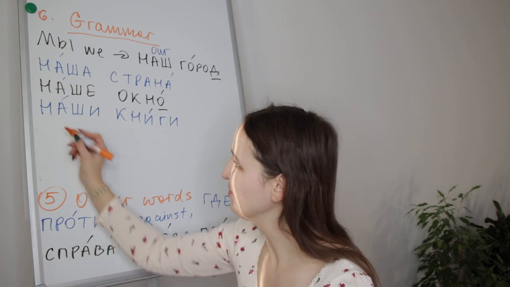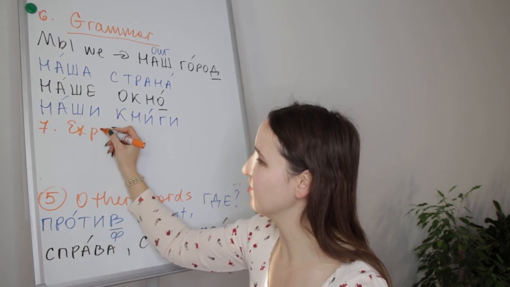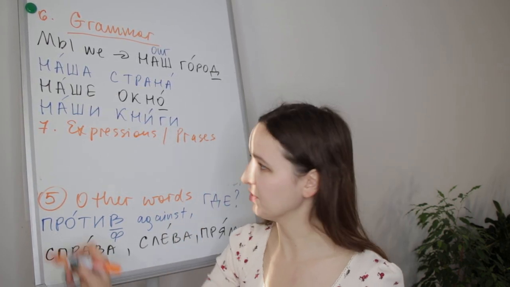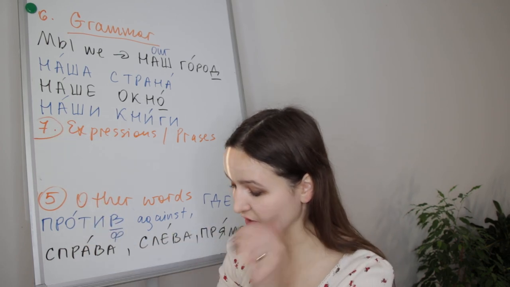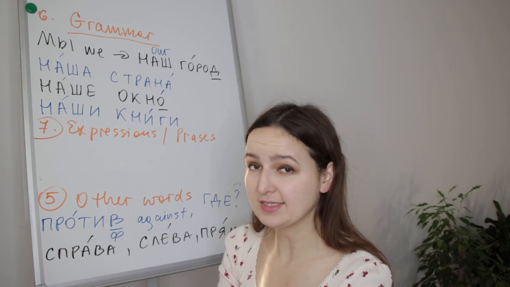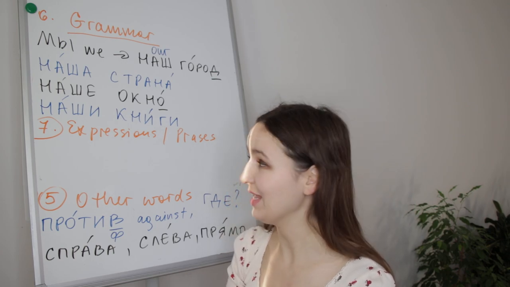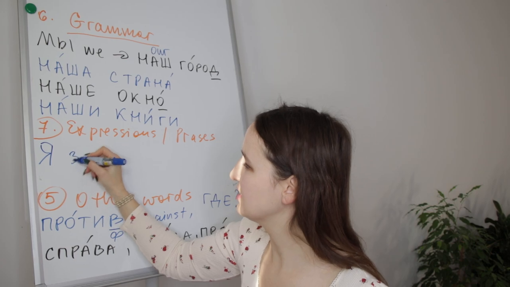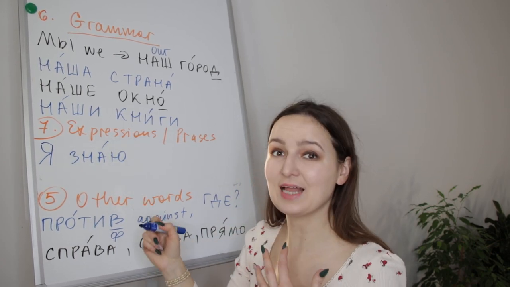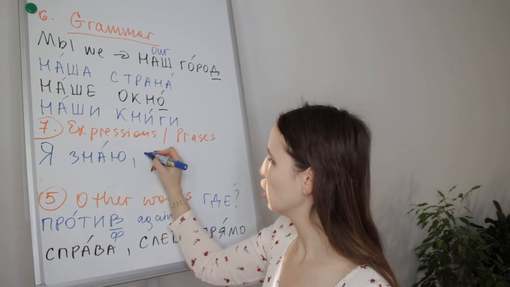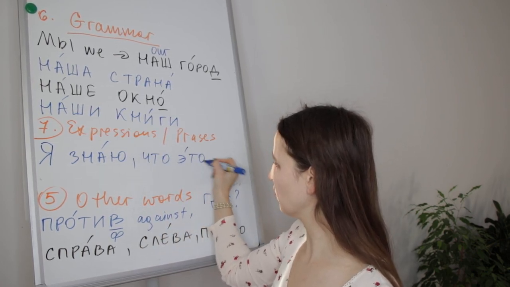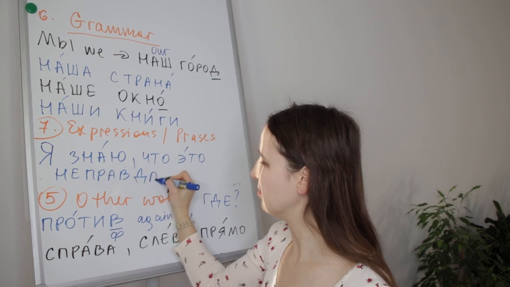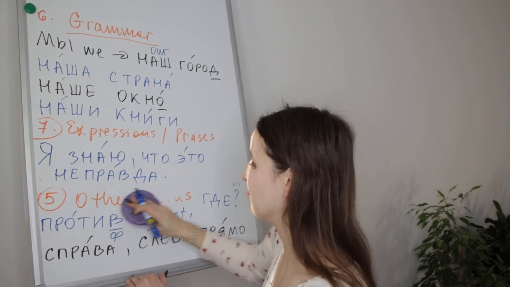Очень хорошо. Идем дальше. Number 7 is expressions or phrases. Номер 7. And today's phrases are. Я знаю, что это неправда. Я знаю, we learned it yesterday. Я знаю, I know, что это неправда. Неправда. Я знаю, что это неправда.